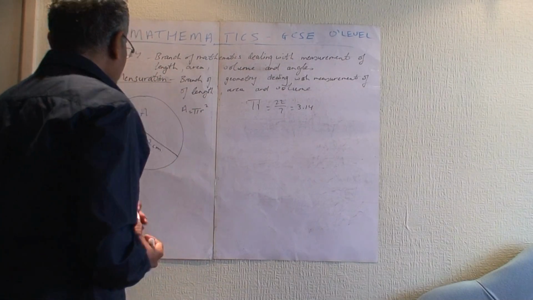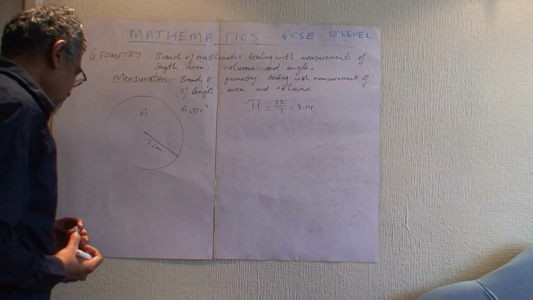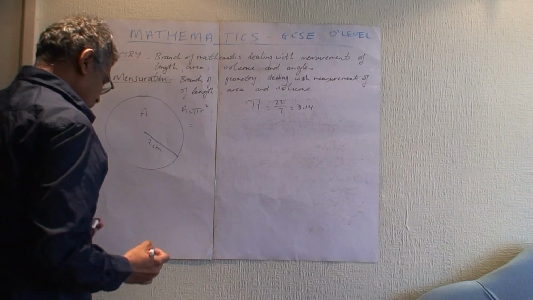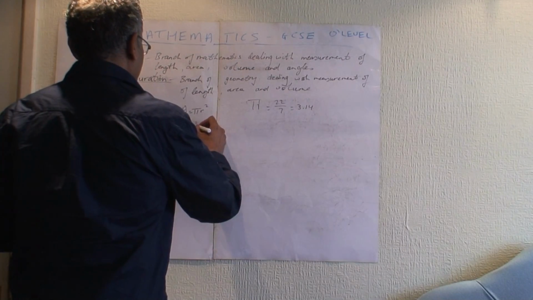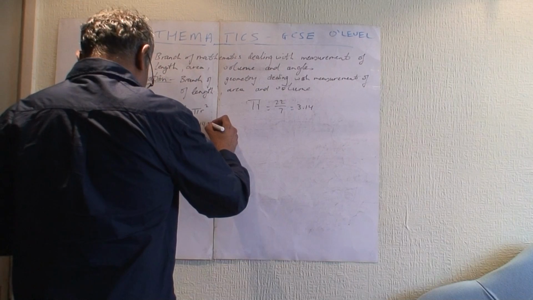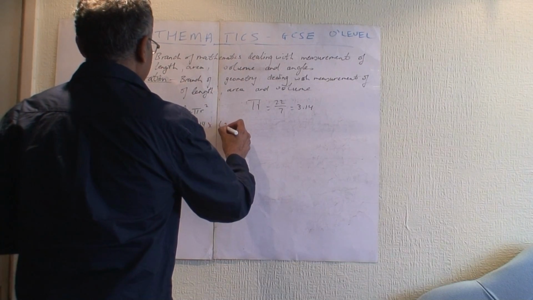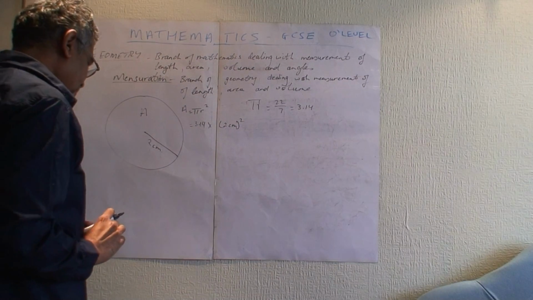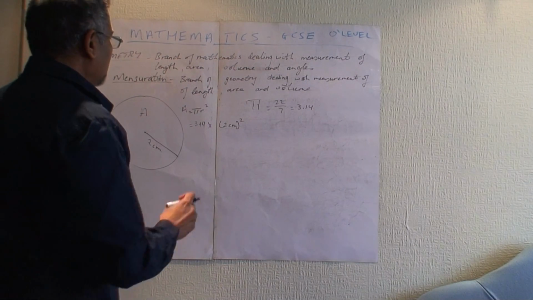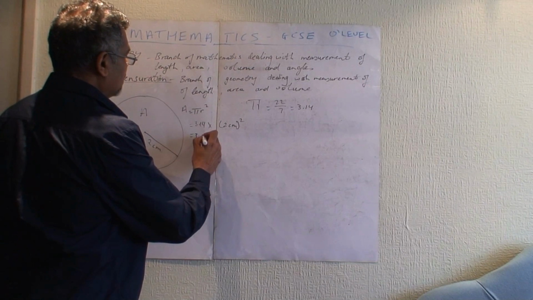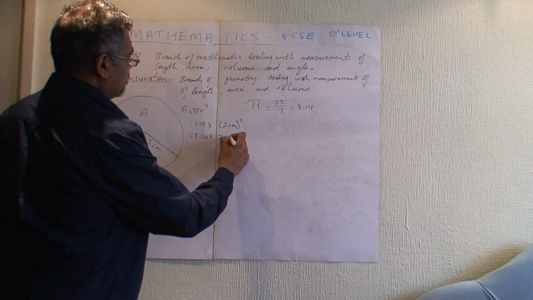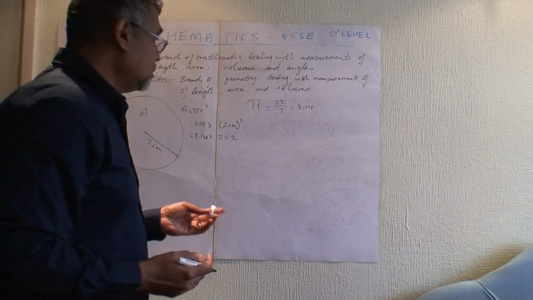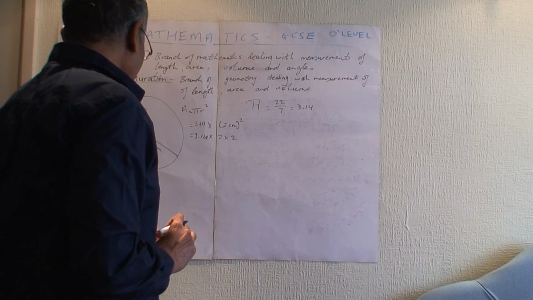So if we know the radius is 2, and the area is pi r squared, then we take pi as 3.14 multiplied by 2 cm squared, which is the same as 3.14 multiplied by 2 multiplied by 2. And if you have a calculator, you can work that one out.